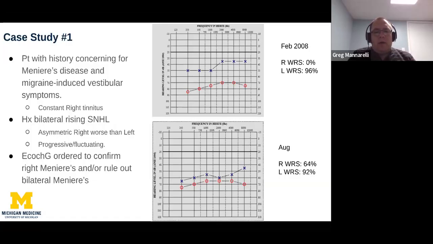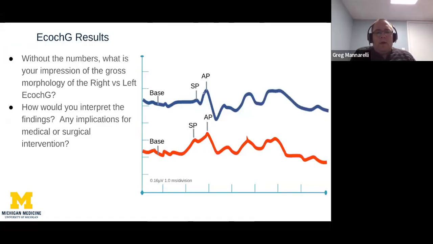In this patient, the suspicion was that this was right Meniere's disease, but because of all her complicated symptoms, ECOG was ordered to confirm that it was a right Meniere's, or mainly to rule out bilateral Meniere's. So here are the ECOG responses, and I might ask the audience a question. I don't have any numbers on the screen yet. The red tracing is for the right ear, the blue tracing is for the left. Just by eyeballing it, does anybody have any impressions about these waveforms?